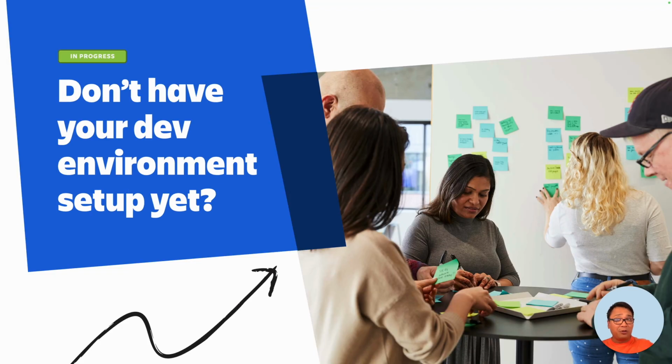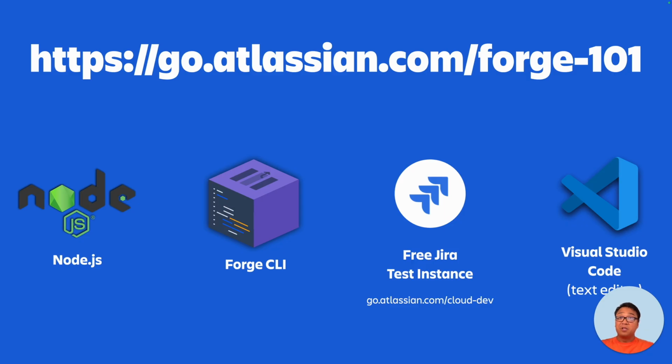So to follow along with this workshop, you'll need to get your development environment set up on your computer. Don't worry, it's not a lot of work, and it shouldn't take you very long. First, you'll need to install Node.js. Building Forge apps requires Node.js, which is a free open source JavaScript runtime environment. Once you have Node.js installed, you'll be installing the Forge CLI, or command line interface. Again, the Forge CLI is the command line interface for building and deploying Forge apps.